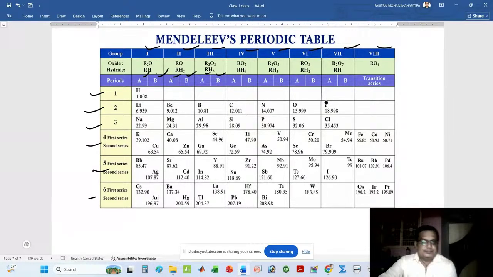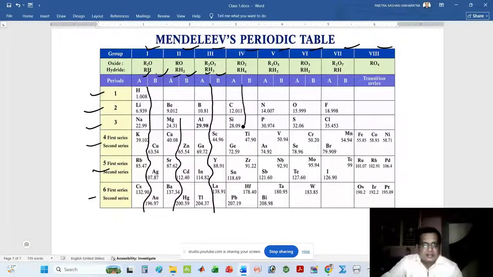Look at that. This is your A part. This is your B part. Similarly, this is your A part. This is your B. You can classify like this. Here also you will find A, B. You will find A, B like this. Clear?